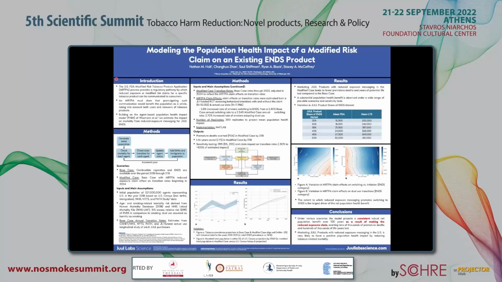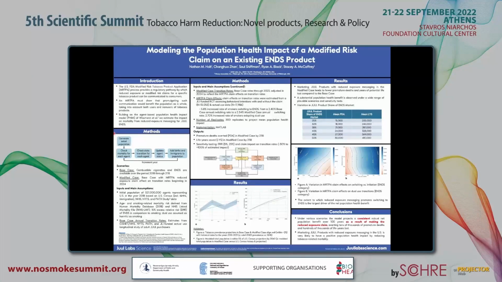That is, that using the product will substantially reduce exposure to constituents, reasonably likely to result in substantial and measurable reductions in morbidity and mortality. Central to the MRTPA process is providing evidence that communicating the claim would benefit the health of the population as a whole, taking into account both users and non-users of tobacco products.